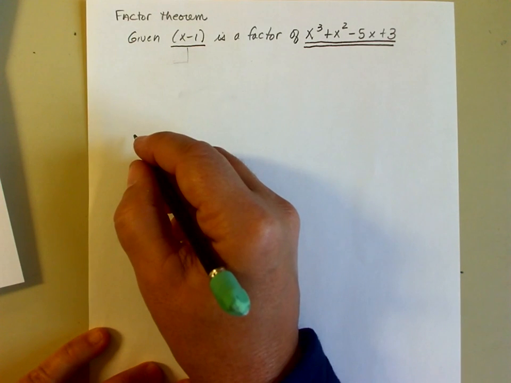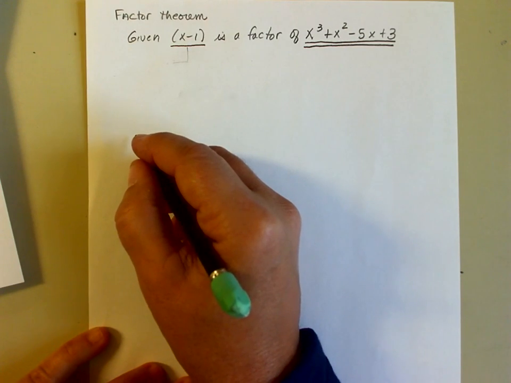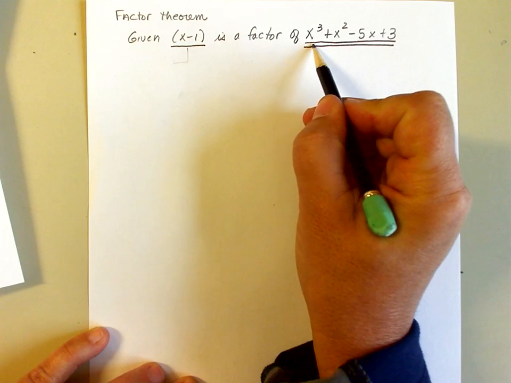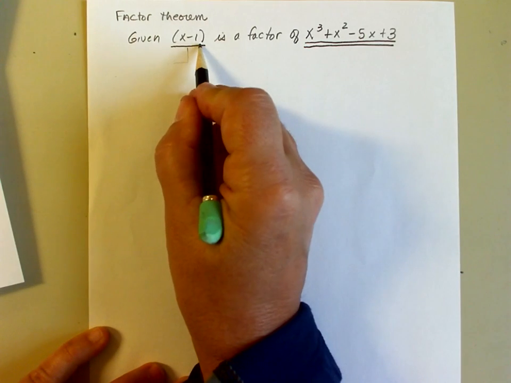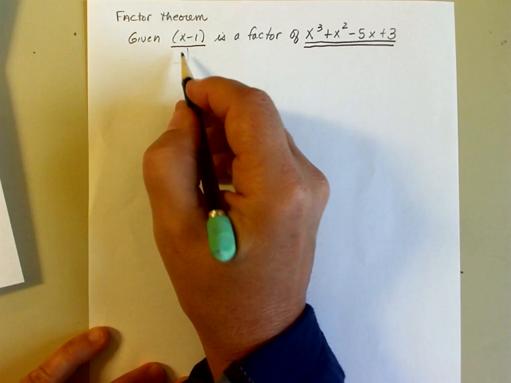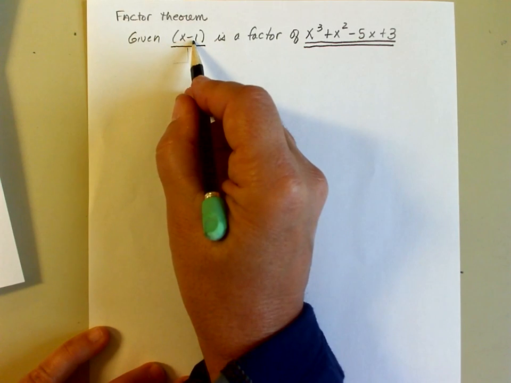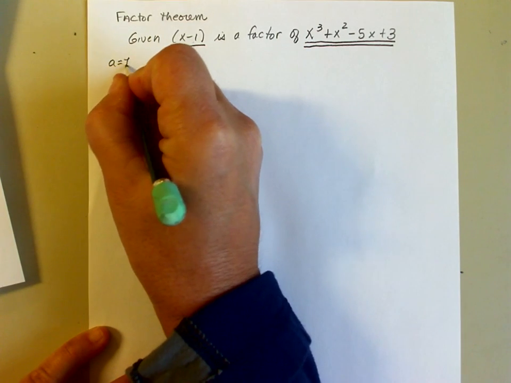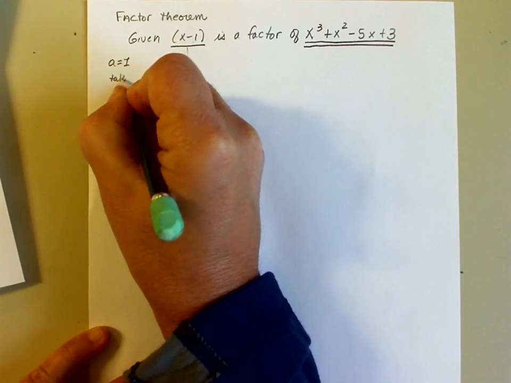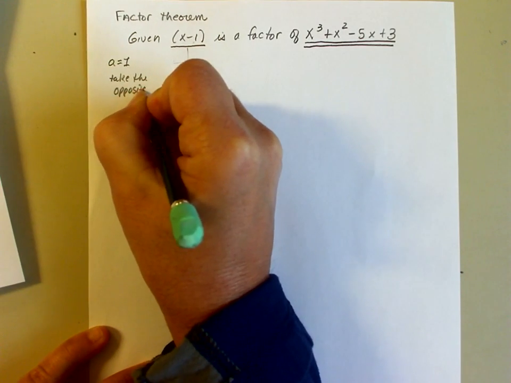In this lesson, we are going to use the factor theorem to be able to find all the factors of a polynomial of degree 3 or higher. Given a factor of x minus 1, when the coefficient of x is 1, we're going to take the opposite of the constant term. So when a equals 1, we're going to take the opposite of the constant term.